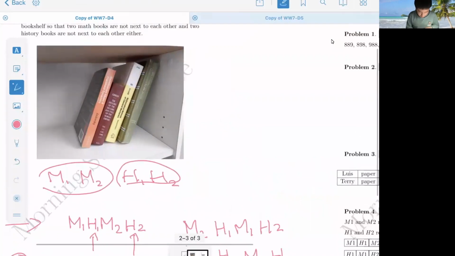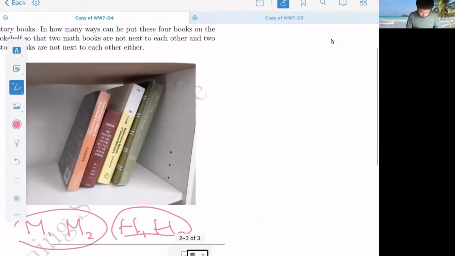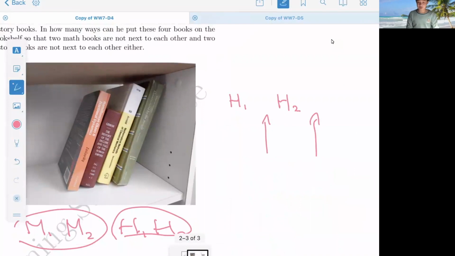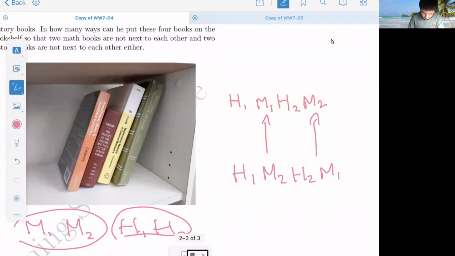So we keep that, and then we go into the cases in which history comes first. So if history comes first, then history goes here. So math must go in these 2 places for them to be separated. So if math comes here, so M1 and M2, this is one case. Another case is H1, M2, H2, M1.